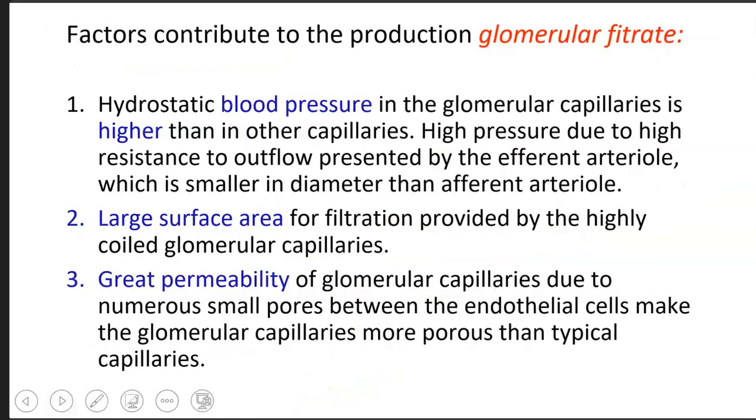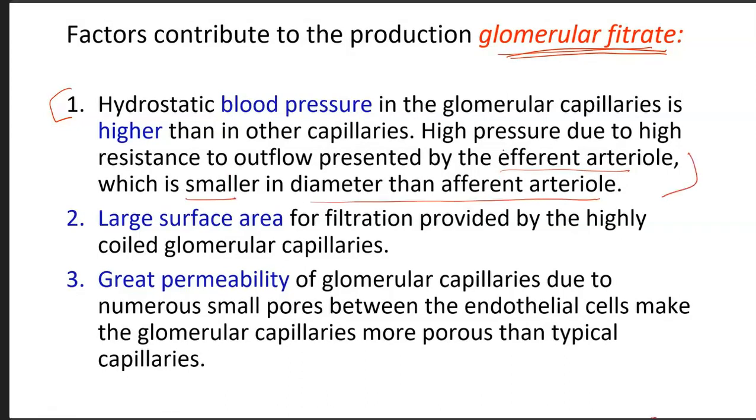Okay, so it says here factors contribute to the production of glomerular filtrate. Glomerular filtrate is the fluid in the Bowman capsule. So the first factor: hydrostatic blood pressure in the glomerular capillaries is higher than in other capillaries. So higher pressure is due to the high resistance to outflow presented by the efferent arteriole, which is smaller in diameter than the afferent.